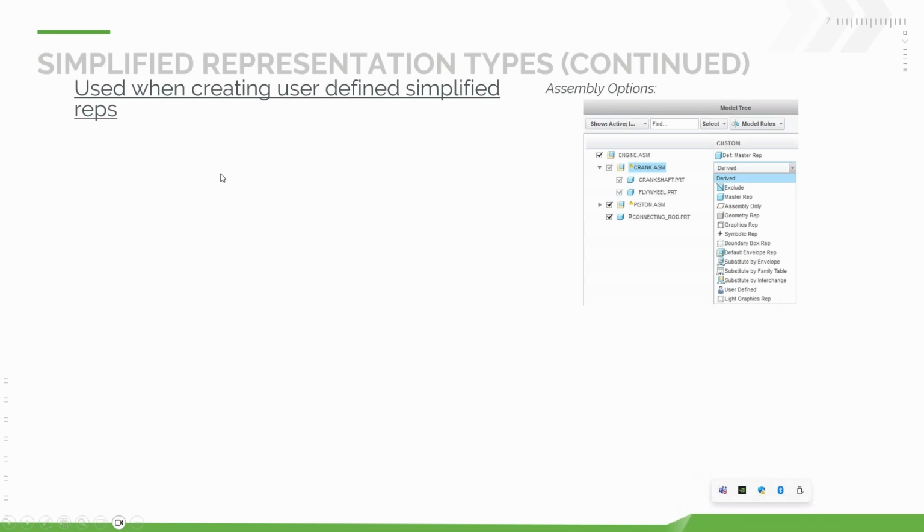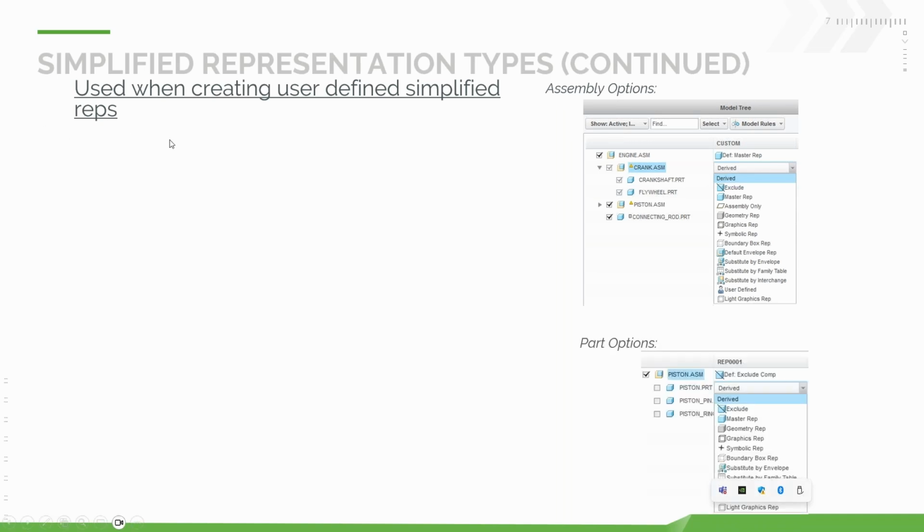We can create these user-defined simplified reps. In that dialog box I had open a moment ago, it had all the other different reps that were available in this model. So they have already been defined in the past. Also, I'll touch on this later again, but inside of a part, the options are slightly different, but that's just sort of a minor point for now.